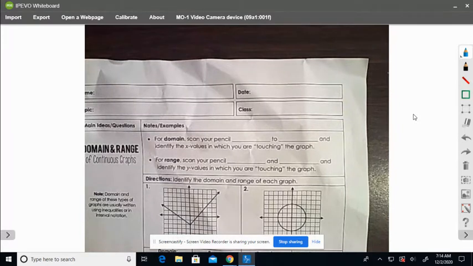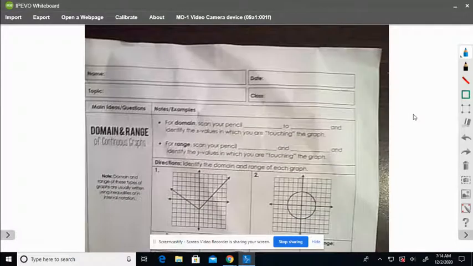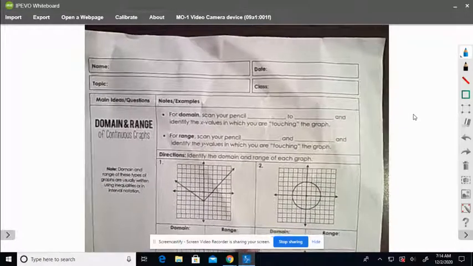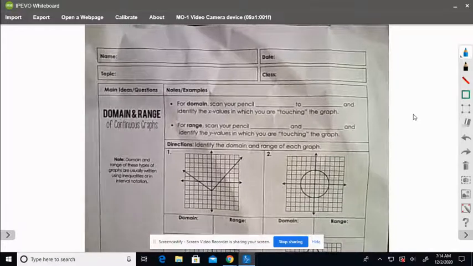Sorry, guys. So if you haven't been in school at all this week, I just want to make this video because this was the in-person notes that we did. There were no online notes of this. So finding domain and range of continuous graphs is a little different than the discrete graphs.